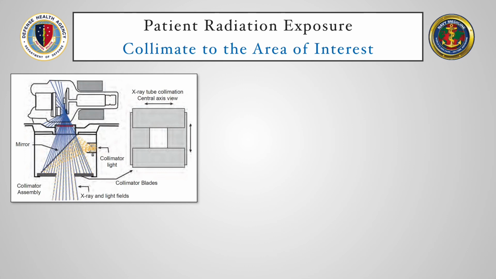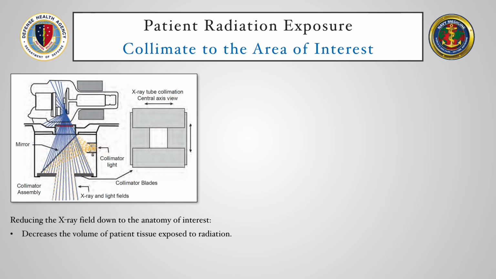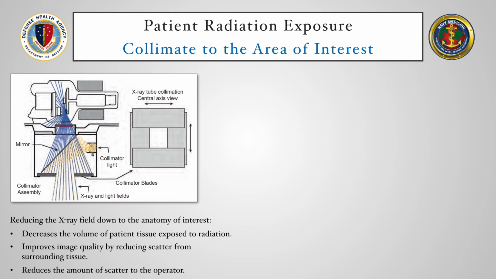When you collimate, you're reducing the X-ray field down to the anatomy of interest that you're imaging. This decreases the volume of patient tissue exposed to radiation, and as a result, it improves your image quality because you have less scatter from the surrounding tissue. And as a third note, it reduces the amount of scatter to the operator.